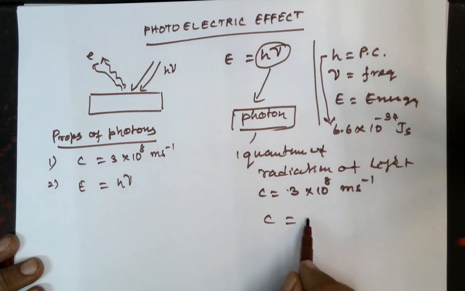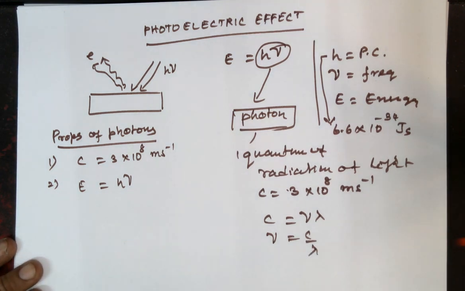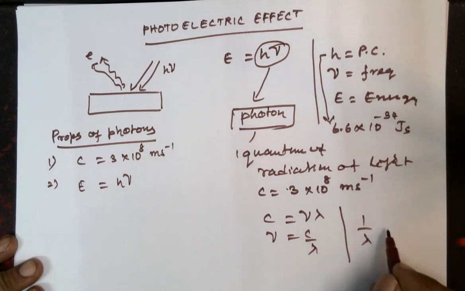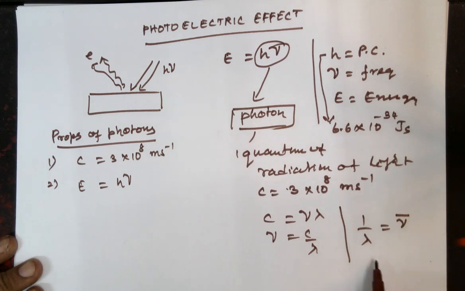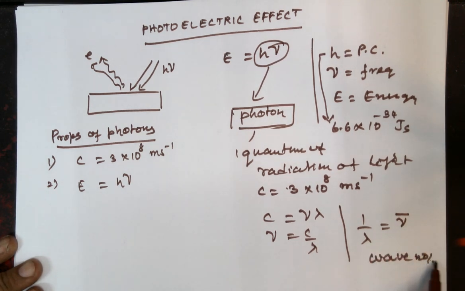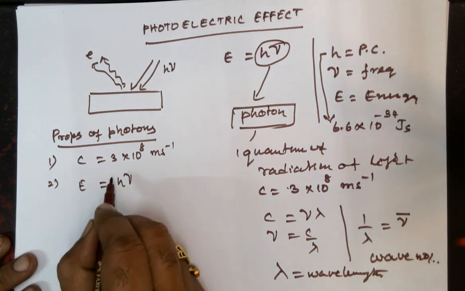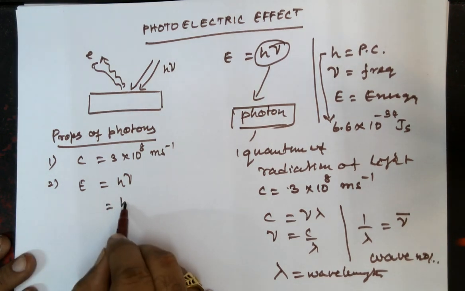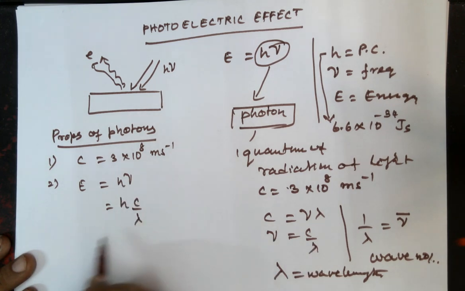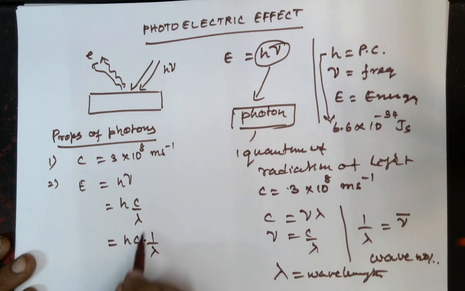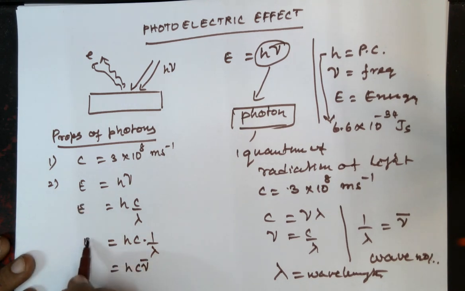We know c is equal to nu lambda, therefore nu is equal to c by lambda, and this 1 by lambda can also be represented as nu bar, that is called wave number. Lambda is the wavelength, and c is the velocity of light. So this equation can be represented with nu replaced by c by lambda, h c by lambda, which is also h c into 1 by lambda. We know 1 by lambda is nu bar, so you can put h c nu bar also. So all of them are energy.